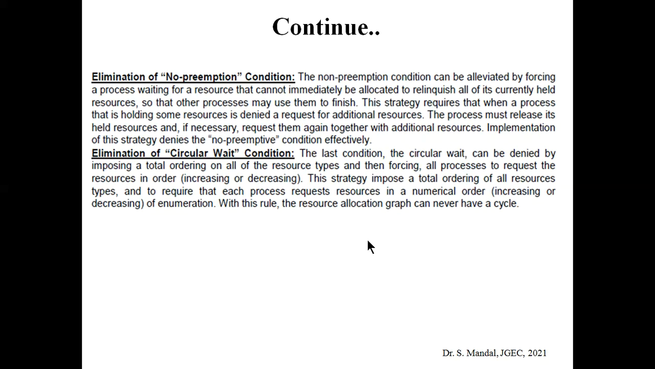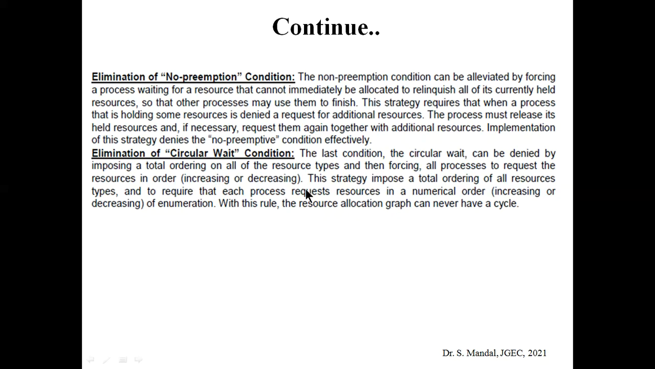It is the scenario where one process wants to access a resource that is already held by the next process. In that scenario, what we can do is assign some kind of ordering to all resources, and based on that ordering, the respective resources can be allocated. So we impose a total ordering on all of the resource types and force all processes to request the resources in order, either increasing or decreasing.